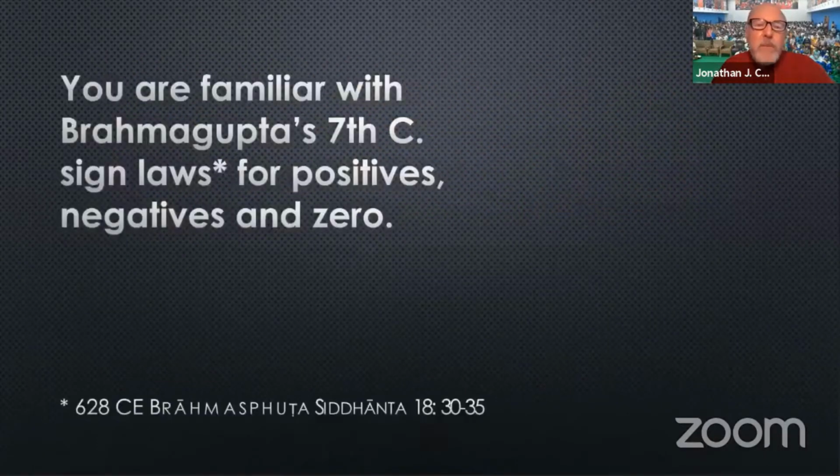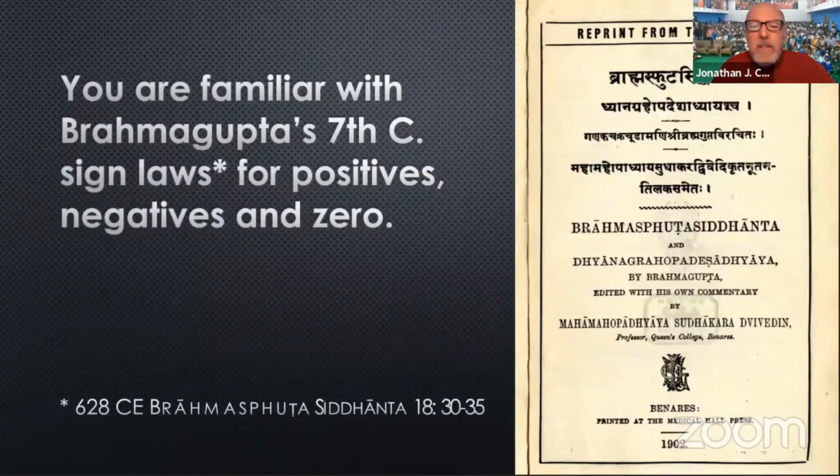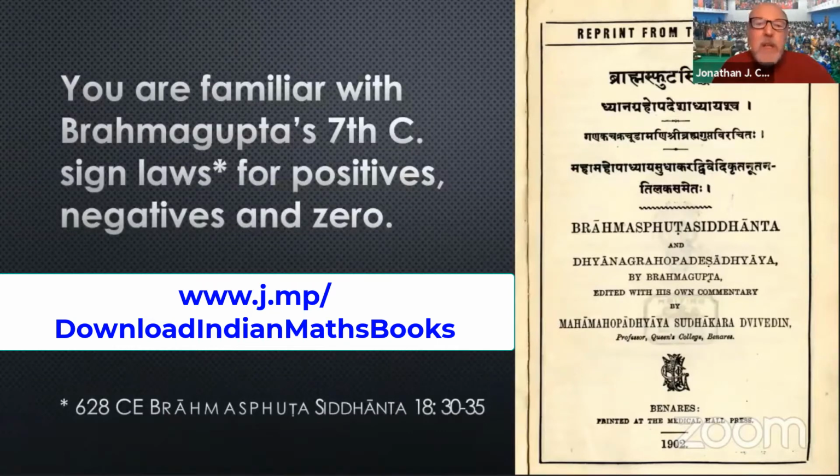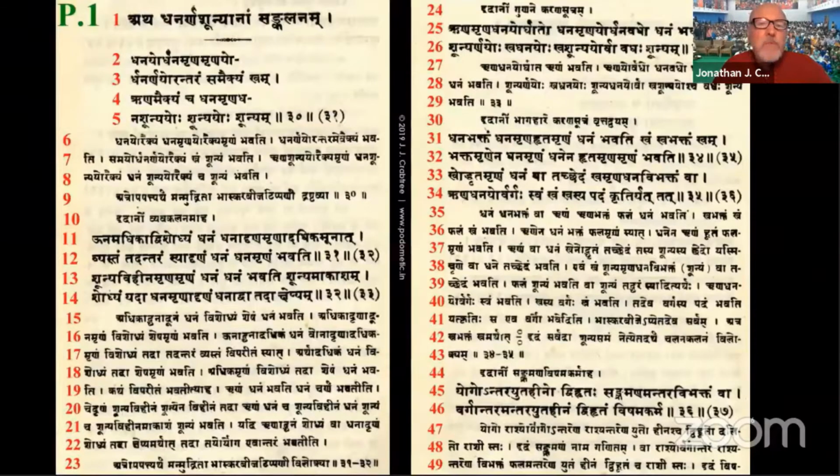So you're familiar with Brahmagupta's 7th century sign laws, as we just heard in the introduction, for positives, negatives, and zero. There we have perhaps the best critical edition, of which I have made a digital copy, this 1902 edition of the Brahmasphuta Siddhanta. If anyone wants a copy, it's available on my website. Here we've got from chapter 18, verses 30 to 35, which I've analysed with the help of several Sanskritists, and I've been able to then perhaps bring it to light based on my interpretation of mathematics from other cultures as well.